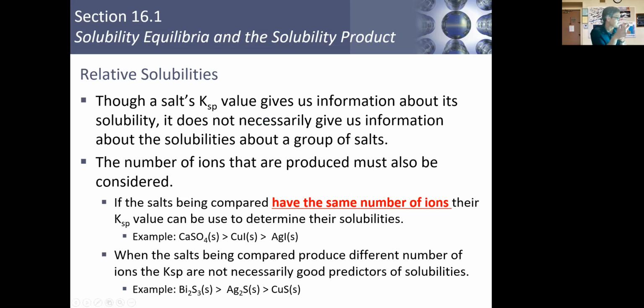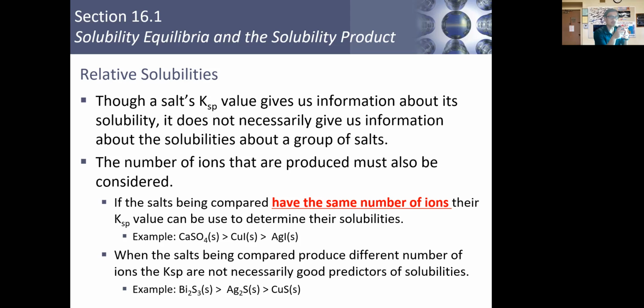Okay, so the Ksp values give us information about solubility, but it doesn't necessarily tell us anything about a group of salts. So we also have to consider the number of ions present in each salt. If a salt is a binary salt, it's going to yield 2 ions. If it's a ternary salt, it's going to yield 3 ions.